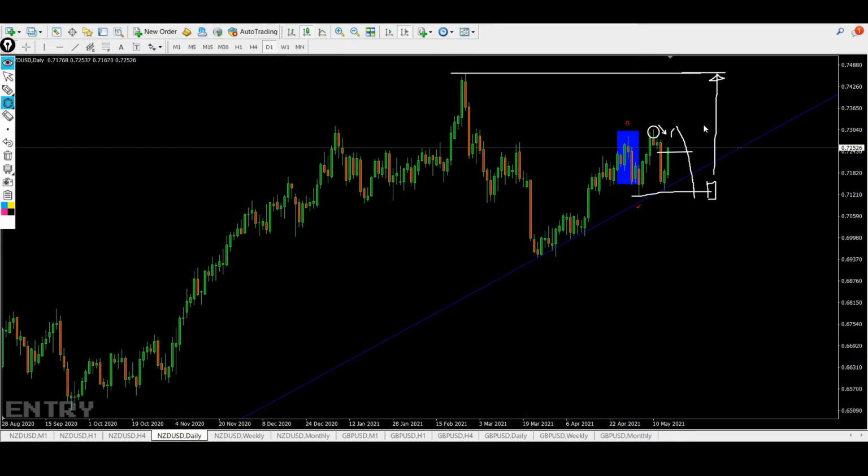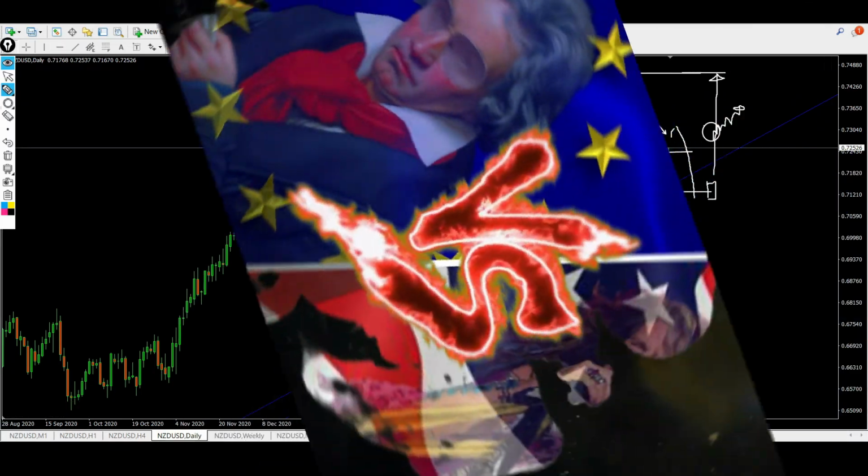But still, I'll be eyeing these levels right here to see if price could get through it with strong long price action on the lower time frames. Okay, all right, so let's go on to the Euro-USD pair.